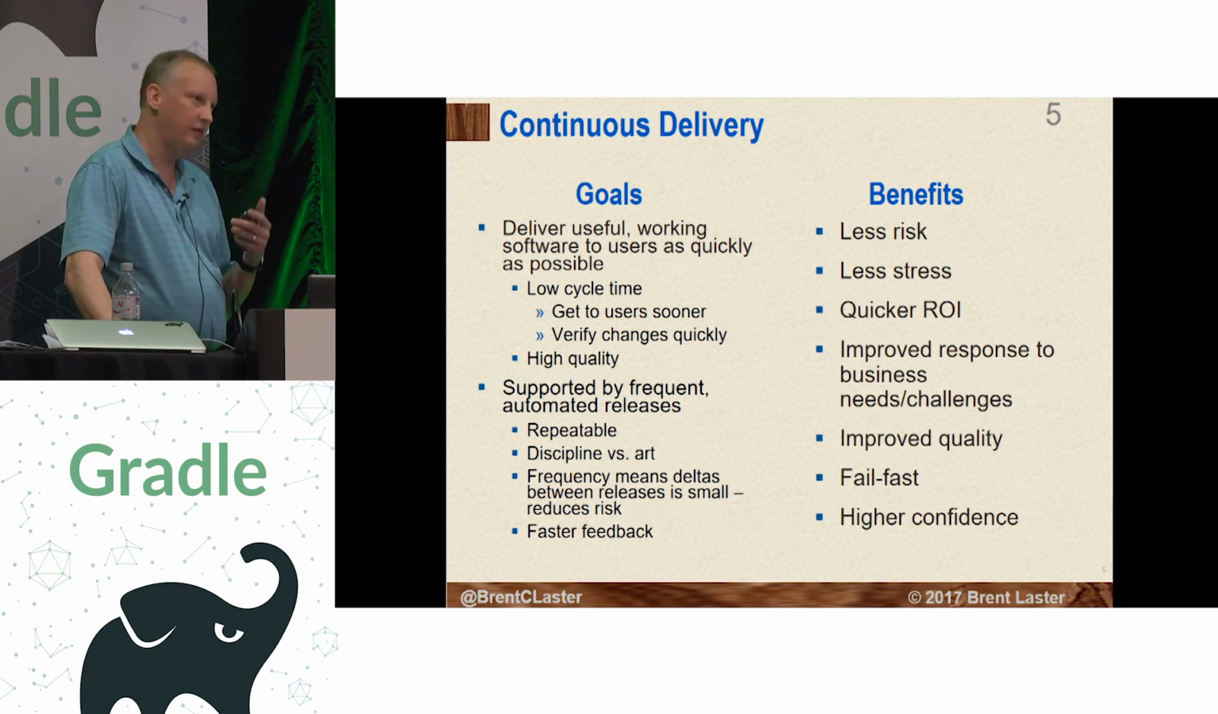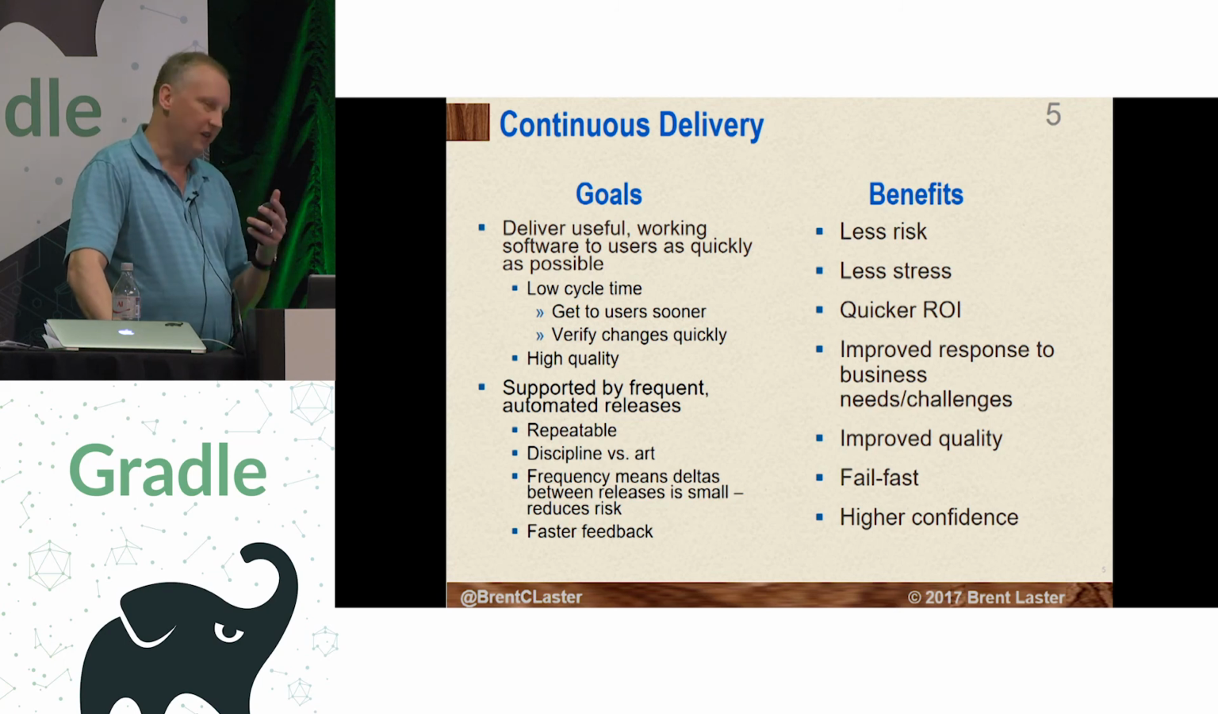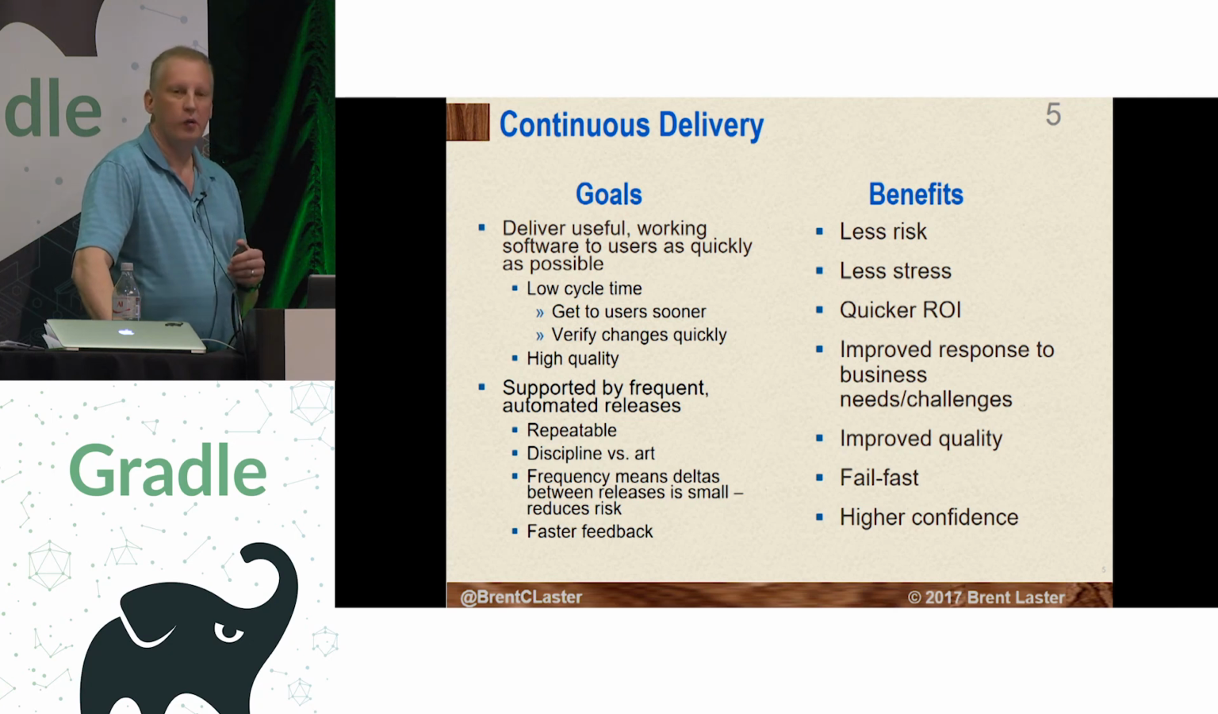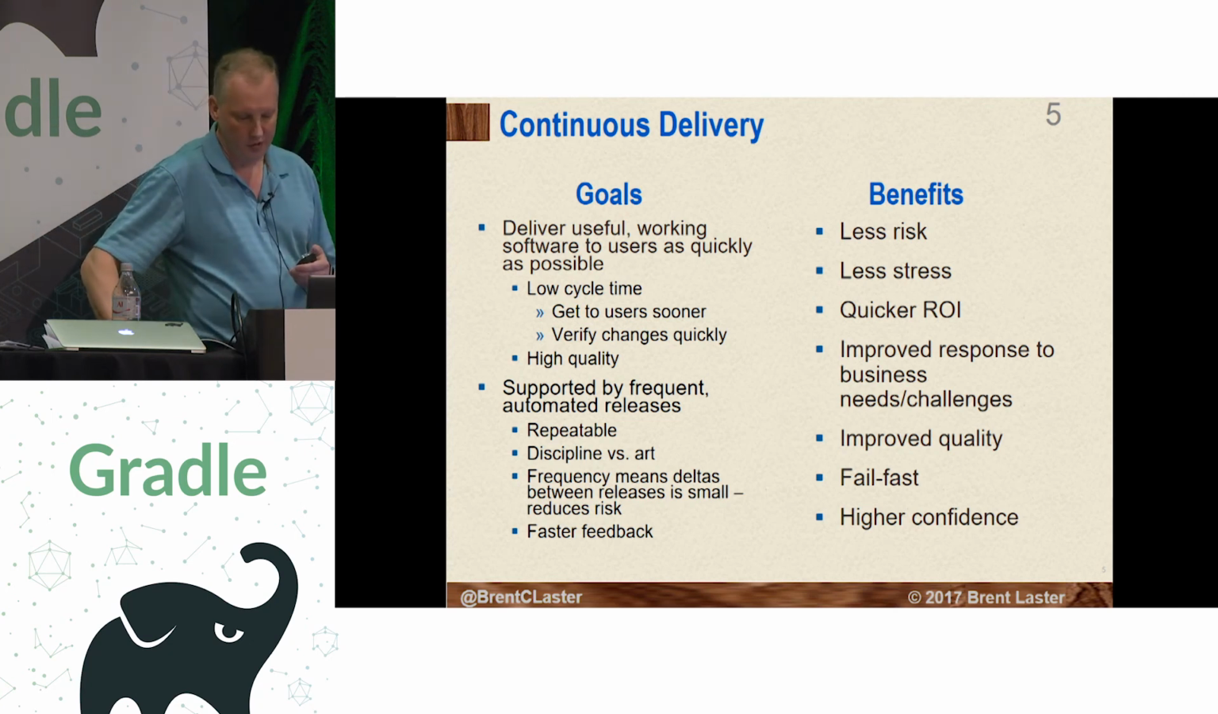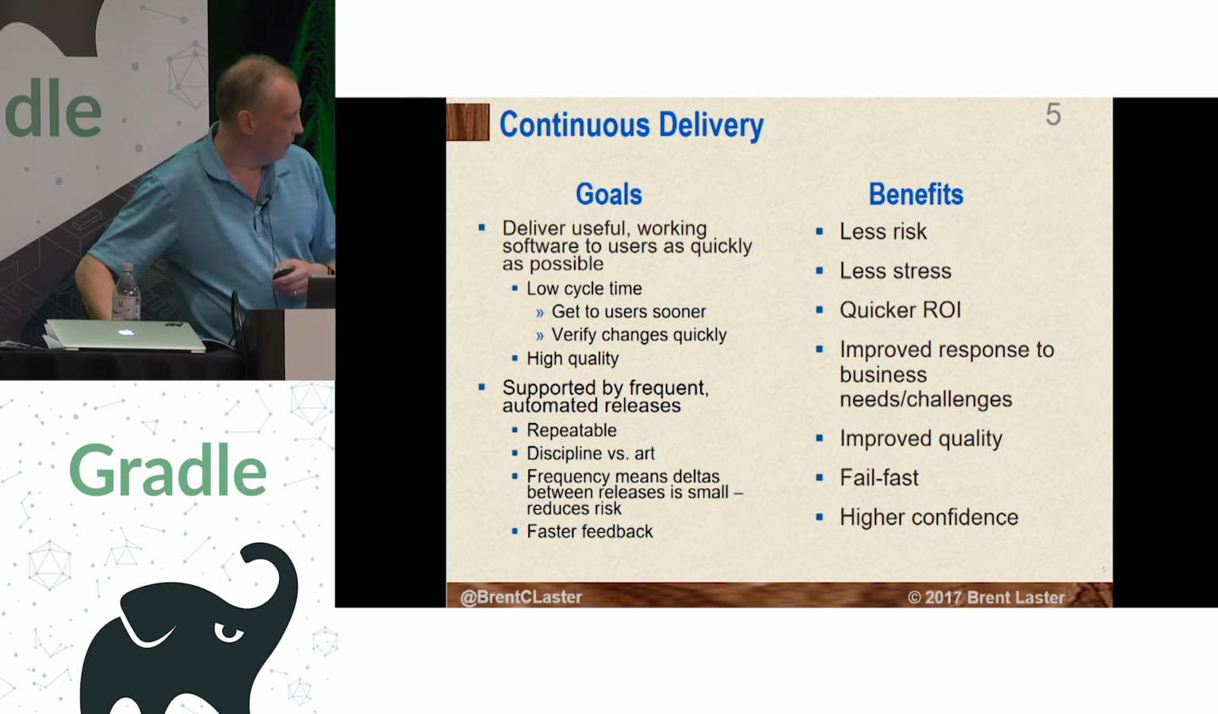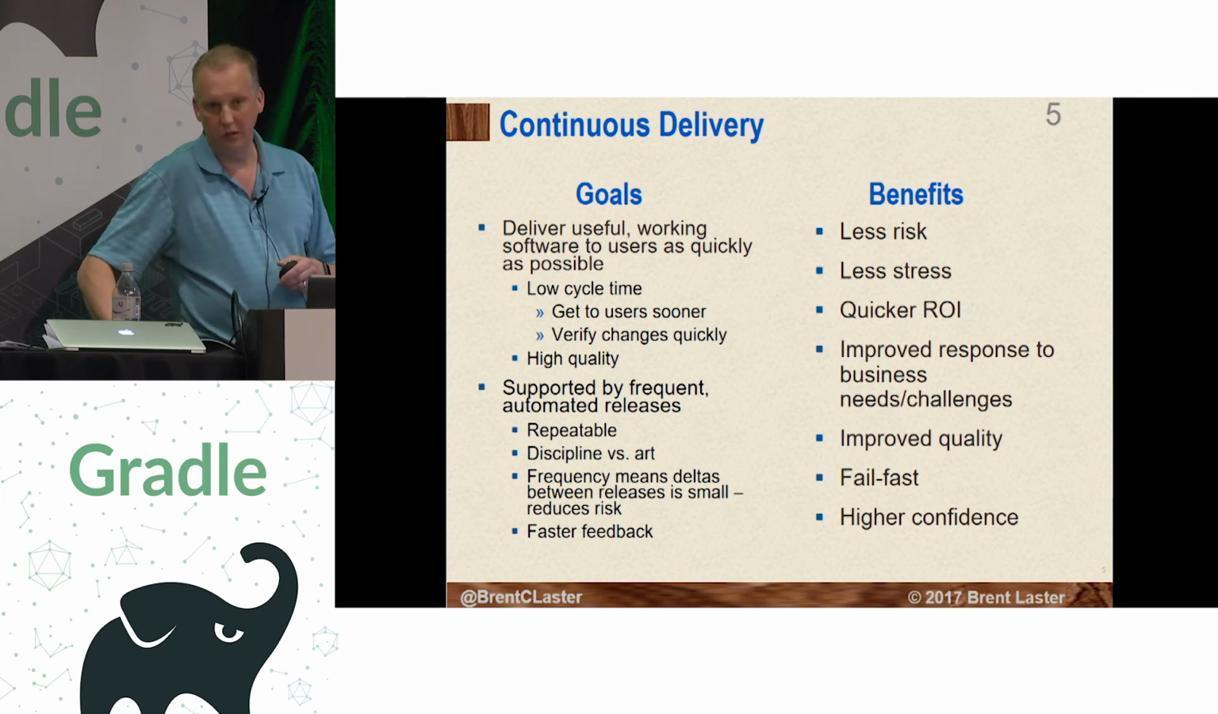We don't have to have one person who knows how to run this stuff, and if he's gone, we're in trouble. It's that we have this repeatable process defined through a set of Jenkins jobs or pipeline tasks, whatever the case may be. Of course, the benefits of that are less risk, less stress, quicker return on investment, improved response to business challenges, all those. Fail fast is another good example.